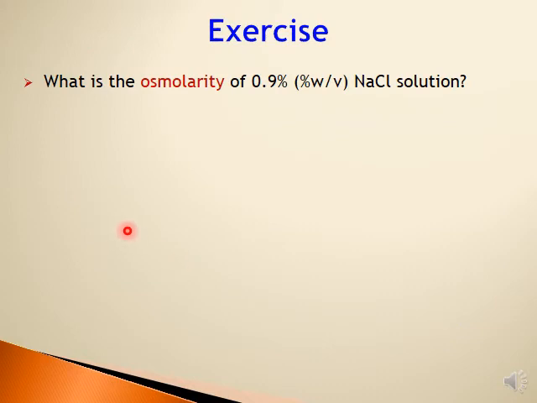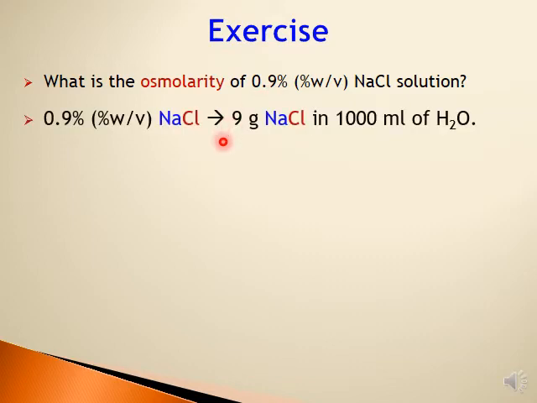Now let's calculate the osmolarity of important solutions that are used in the hospital. One of the common intravenous solutions used in hospitals is 0.9% weight per volume sodium chloride solution. What do we mean by 0.9%? 0.9% means that we dissolve 0.9 grams of sodium chloride in 100 ml of distilled water, or it means that we dissolve 9 grams of sodium chloride in 1000 ml of distilled water.